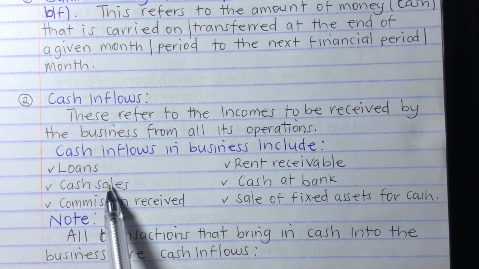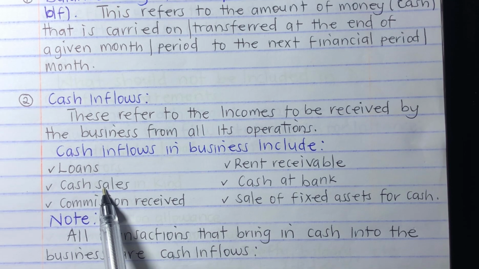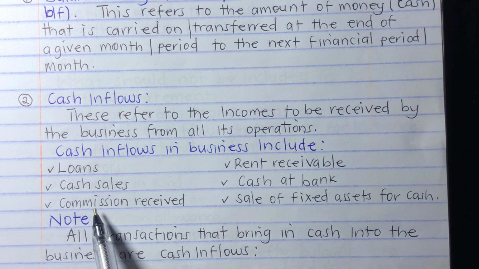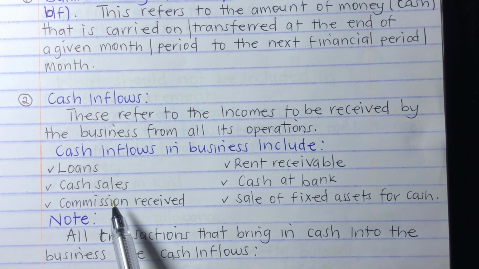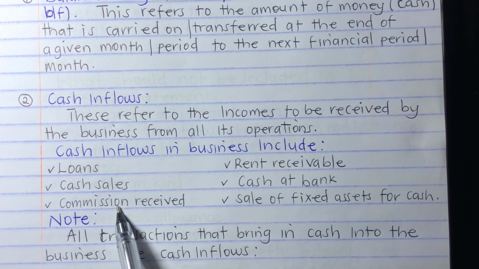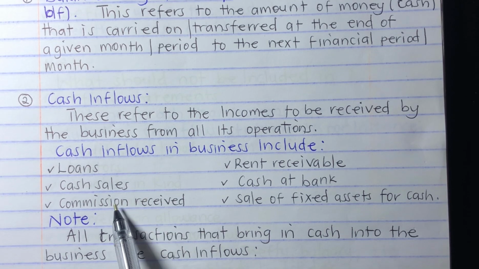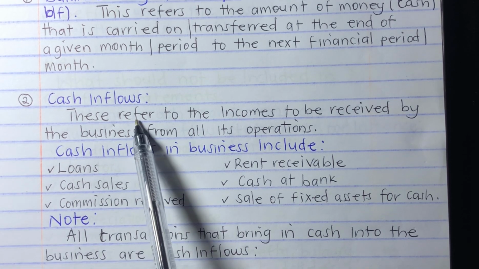Then we have what we call cash sales. Cash sales means the cash received from the business selling its goods or services and other operations. Then commission received. Commission means money received by business people for rendering good services. This is most common in telecom companies. Talk about MTN, talk about Airtel and those others. They pay their agents using commission. The more transactions you make, they give you a commission. That is also a cash inflow.